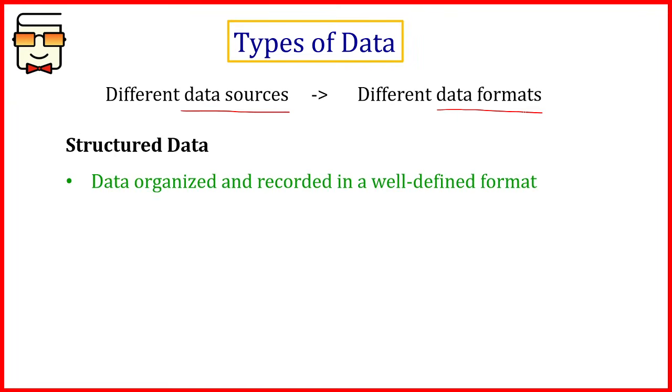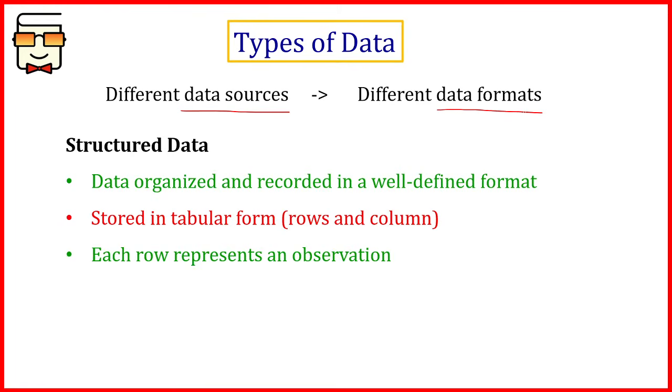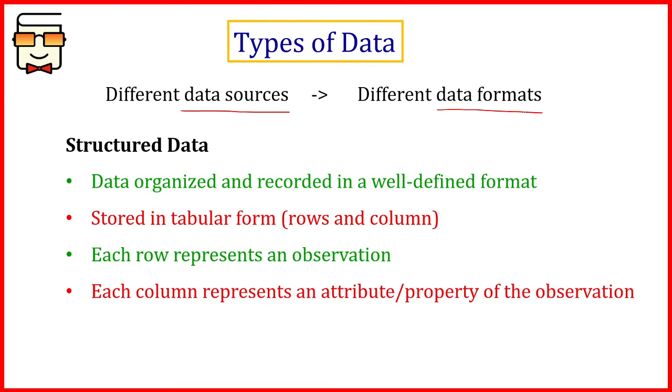Let's first understand what is structured data. Structured data basically is any kind of data that follows a fixed format every time. It is very well organized and it is recorded in the same manner, and that manner is in the form of a table. So structured data refers to any kind of data that is stored in a tabular form. That means in the form of rows and columns, and each row represents one observation in that data, and every column represents an attribute or a property of that observation.